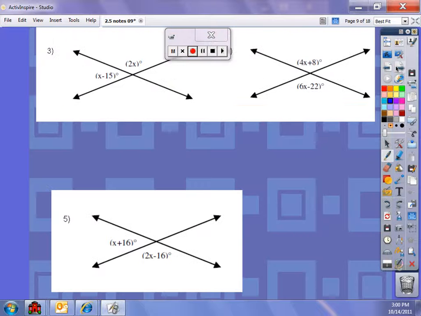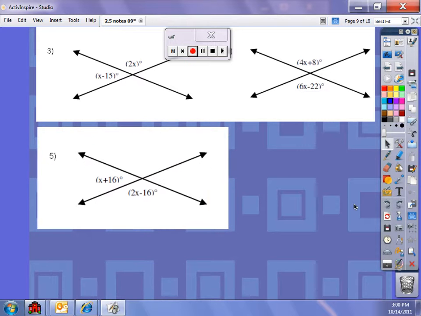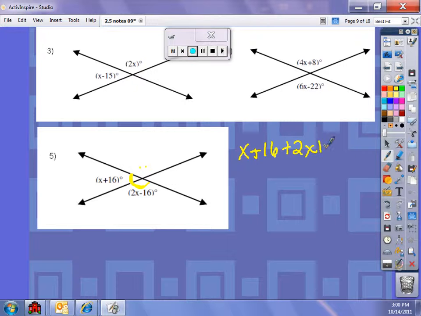You also might see them where they are next to each other, like in example 5. Okay? And what we're going to do on one like this is, instead of them being vertical from each other, they're next to each other. So that means they are a linear pair. If they're a linear pair, we know they add to 180.